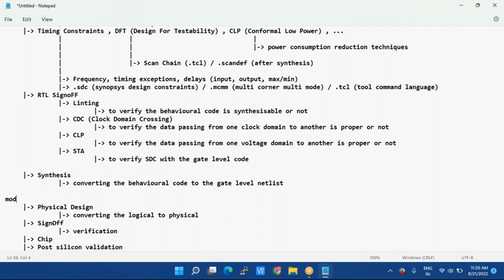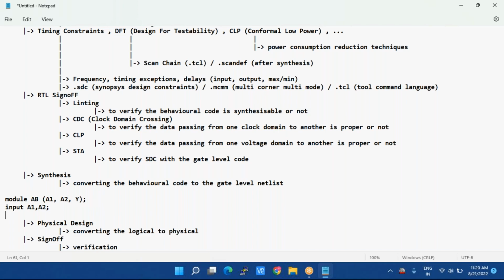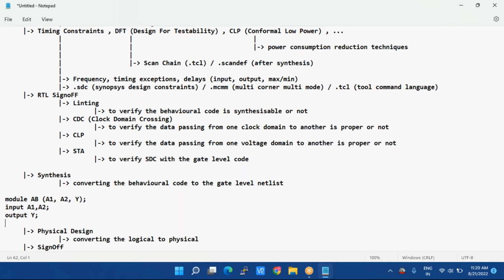Module AB, A1, A2, Y. I'm just writing a basic code. Input A1, A2. If there are any syntax errors, please bear with me because I'm not a very good RTL designer, so I'm writing with respect to what I know. Output Y and assign Y equal to A1 and A2.